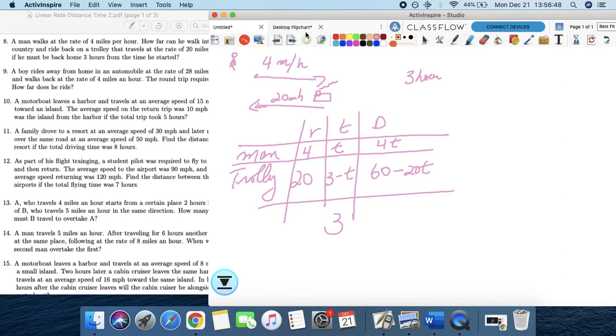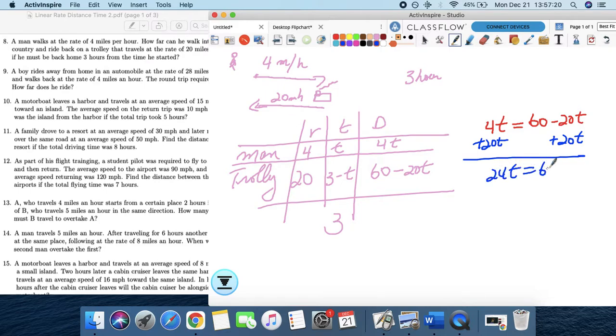So one thing we do know about their distance, we don't know what the actual distance is, 10 miles, 5 miles, whatever, but I know that the distances equal each other. So the distance he walked and the distance traveled on the trolley is the same. So that's how I set up my equation. There are variables on both sides, so let's get rid of one. I'm going to get rid of the smaller one, which in this case is minus 20t. So I do plus 20t on both sides.